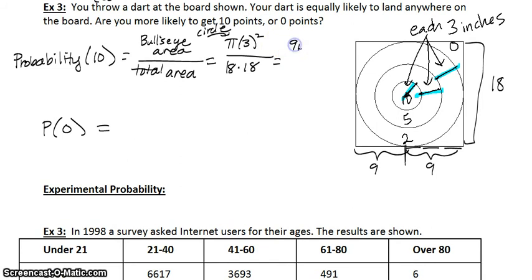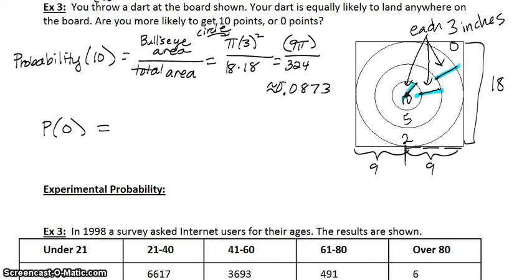Now, be careful when you type this in. I want 9 pi together divided by 324. And we end up with 0.0873. So that's our probability of getting the bullseye. Not a very good chance.